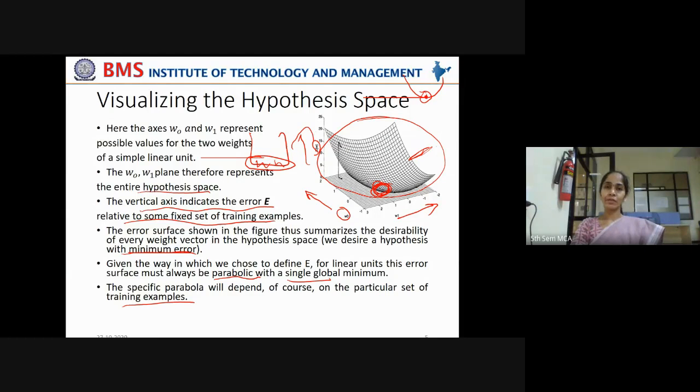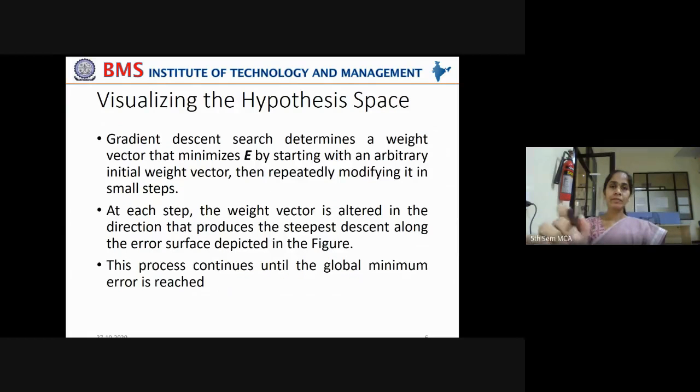On the particular set of training examples, how the training examples are provided to the model to be trained on, those training examples, the model learns something in order to reduce the prediction error. This parabola will depend on those training examples. Now, gradient descent search determines a weight vector that minimizes the error measure.